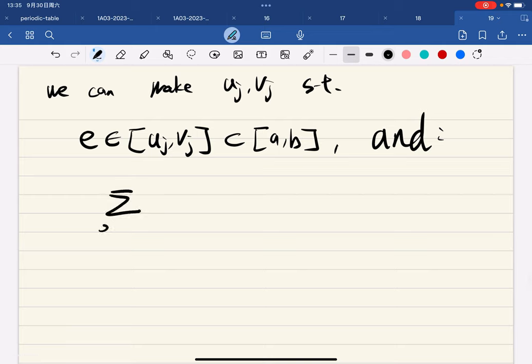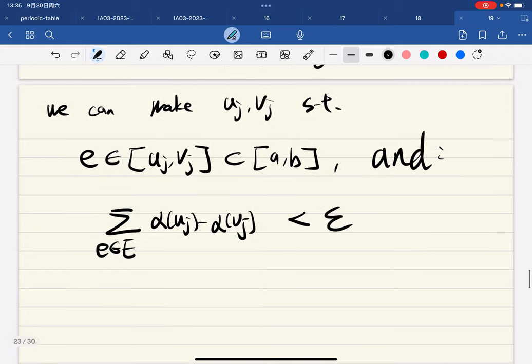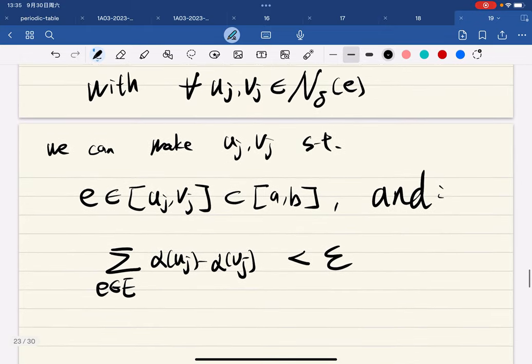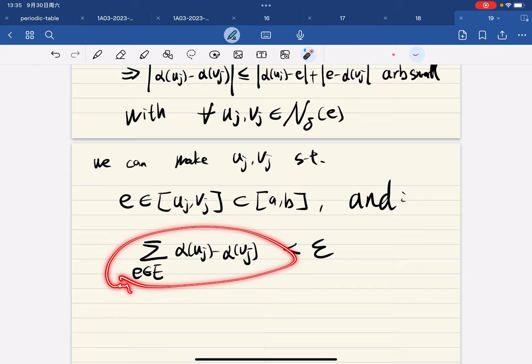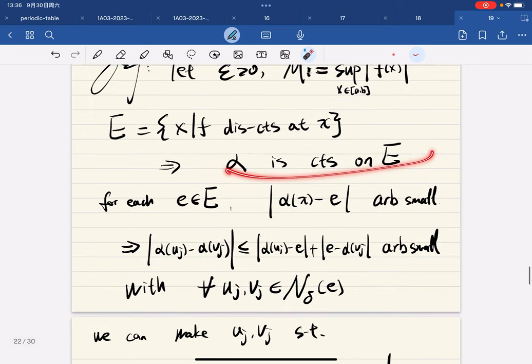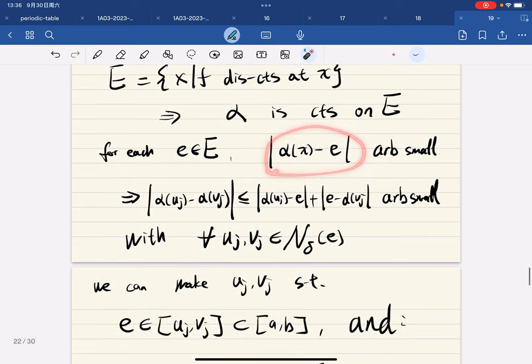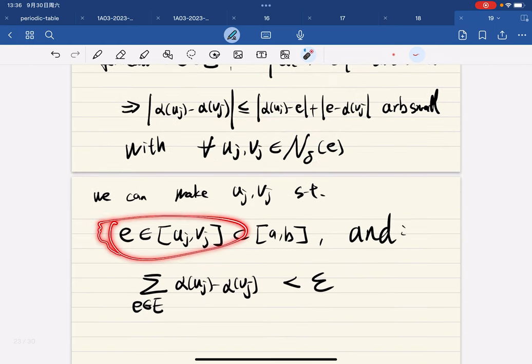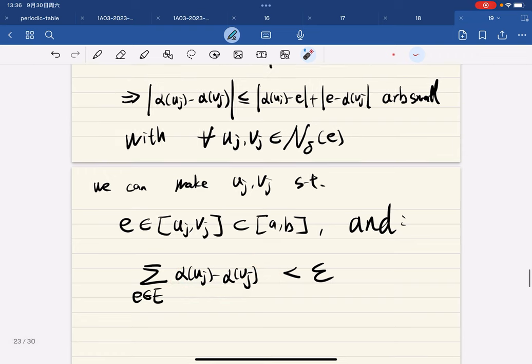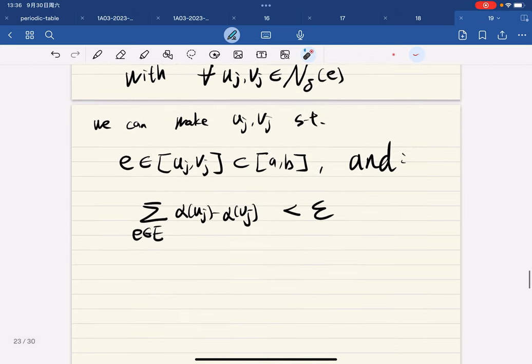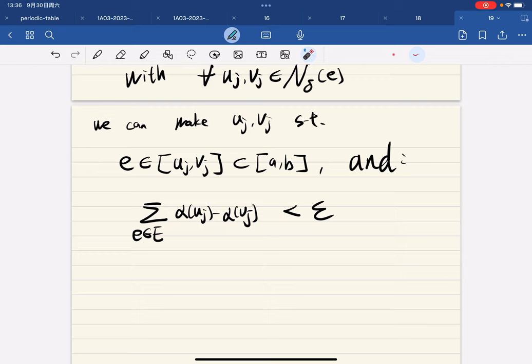the sum of all the given distances is less than epsilon. So, okay, it's like the sum. For each point of continuity, alpha is continuous at that point, which means that alpha at ek gets arbitrarily small for any uj in this neighborhood, and we generate a new neighborhood that contains E inside. Each corresponding function value also gets arbitrarily small, and we want the sum of all such distances to be less than the epsilon given.